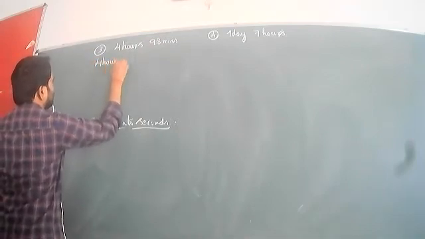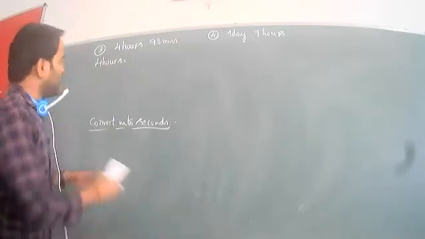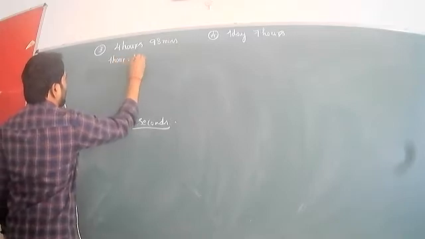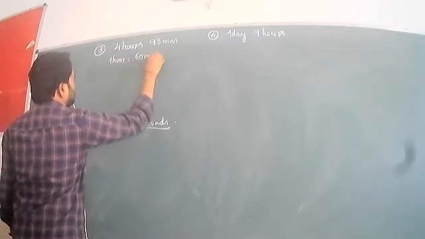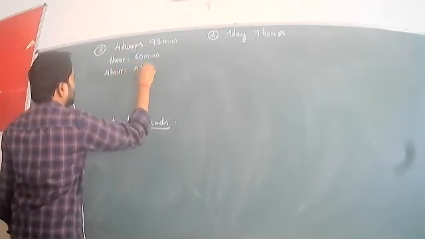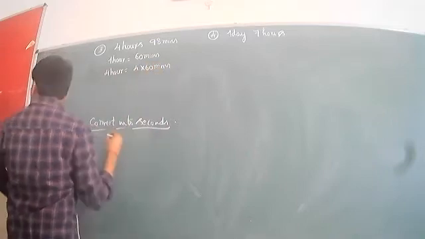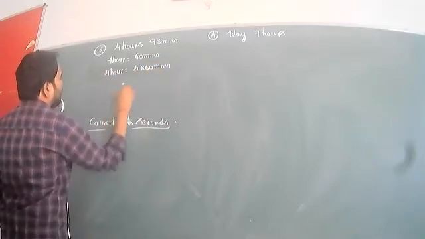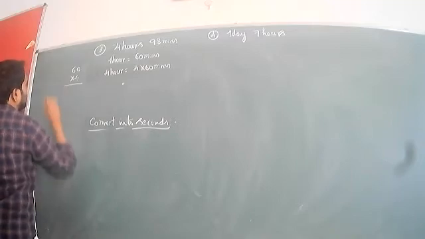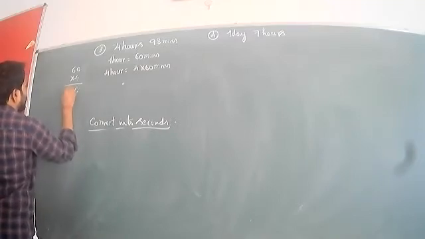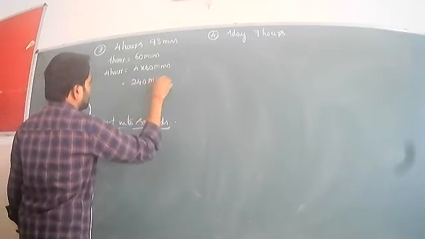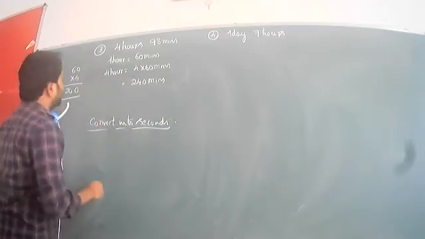4 hours equal to, let us find out that. We can find out 1 hour equal to how many minutes? 1 hour equal to 60 minutes. Next, 4 hours equal to 4 into 60 minutes. Now 4 into 60, 60 into 4. What is the answer? 240 minutes. So we get 4 hours equal to 240 minutes.